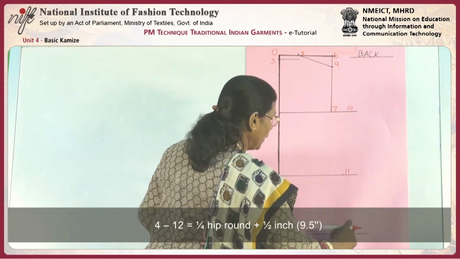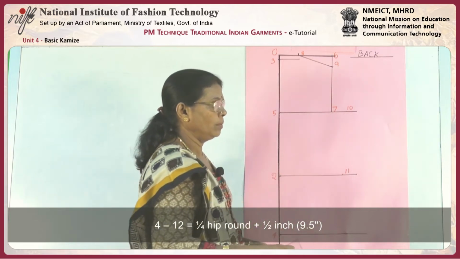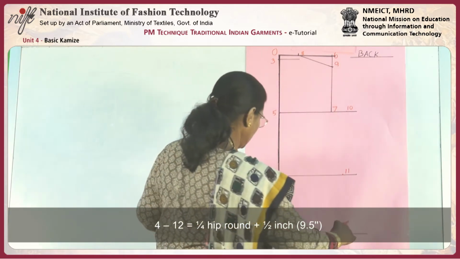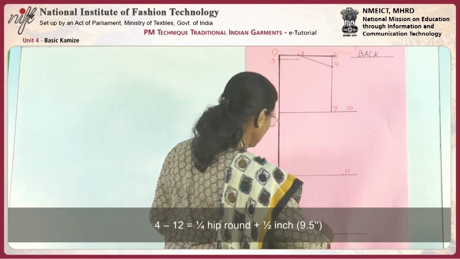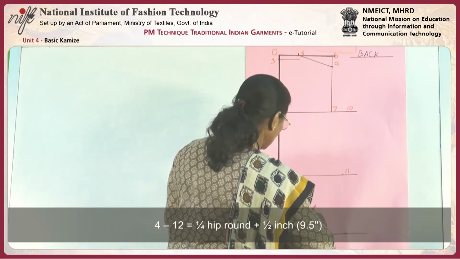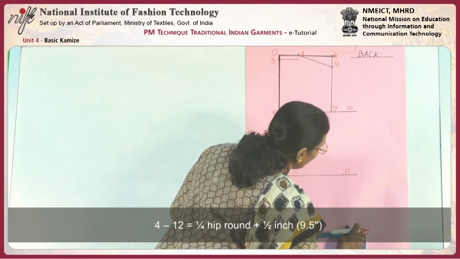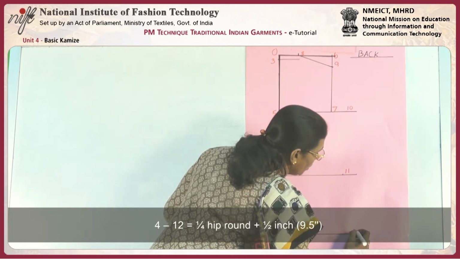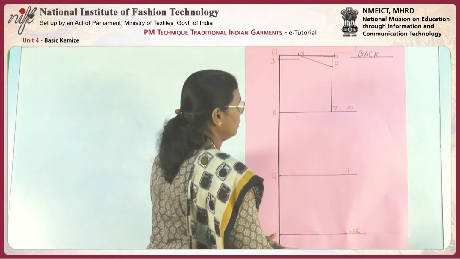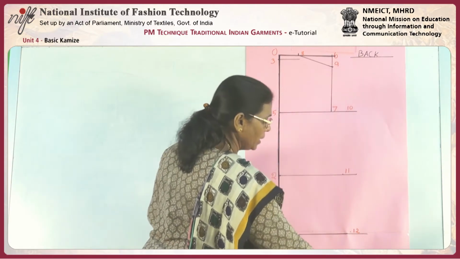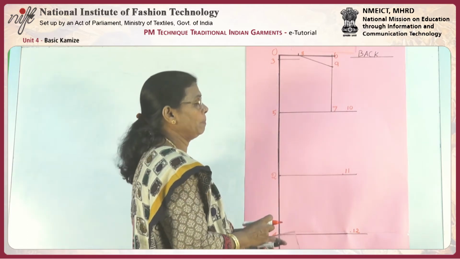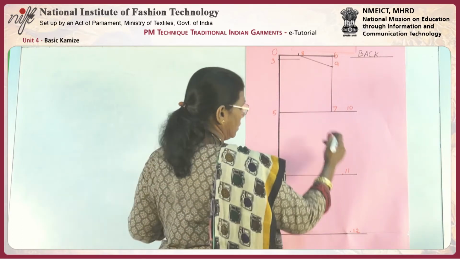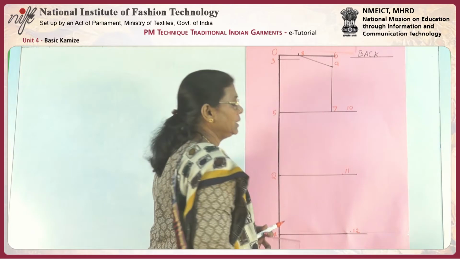Then 4 to 12 is hip round by 4, 1/4 of hip plus half an inch. The hip is 36 inches divided by 4 is 9, plus half is 9.5, and mark 12. This is to find the side seam line. Now the bottom line will be marked as 13.